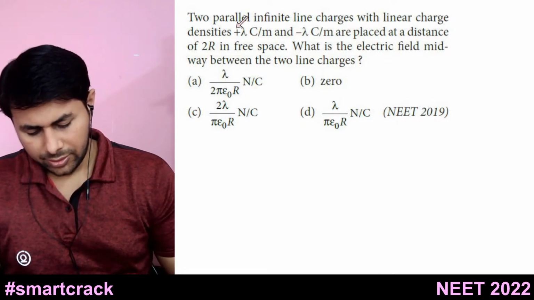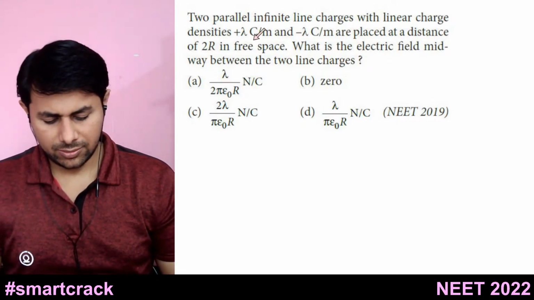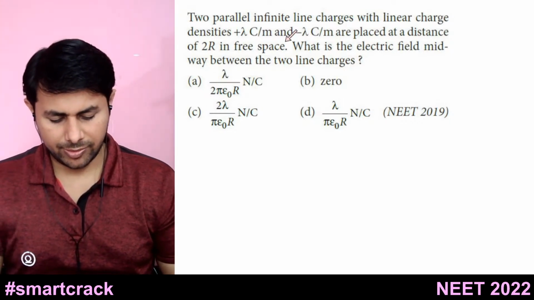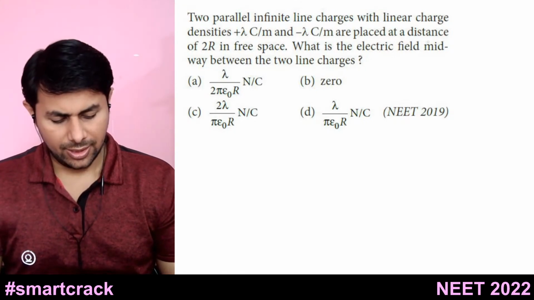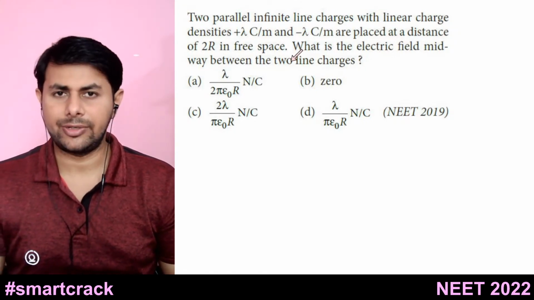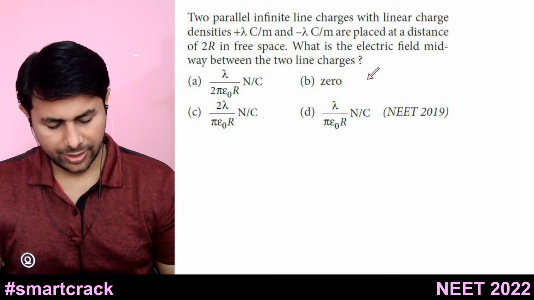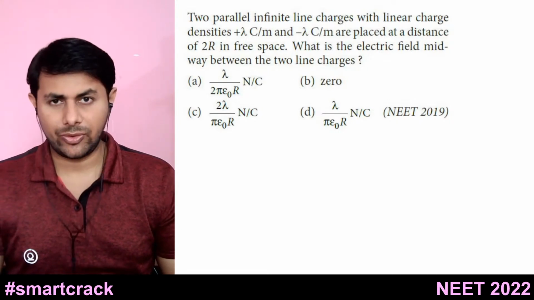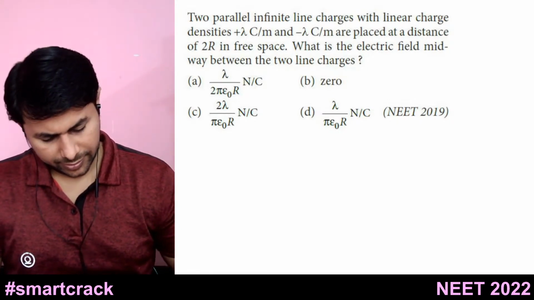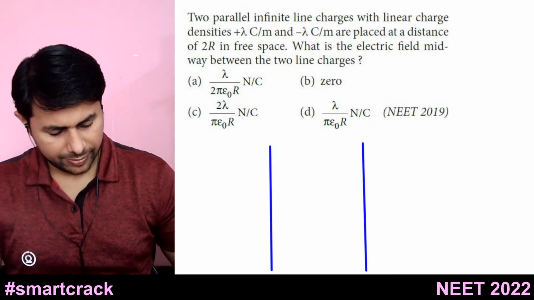Next question. Two parallel infinite line charges with linear charge densities lambda coulombs per meter and minus lambda coulombs per meter are placed at a distance of 2r in free space. What is the electric field midway between the two line charges? So, a straightforward question. Once again, most of the questions were straightforward.